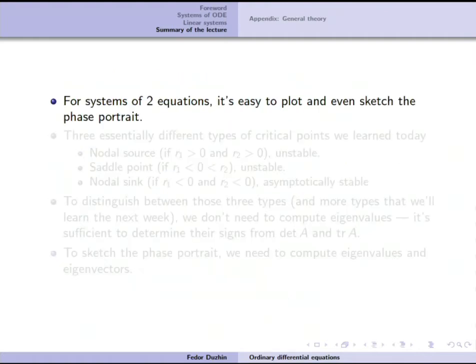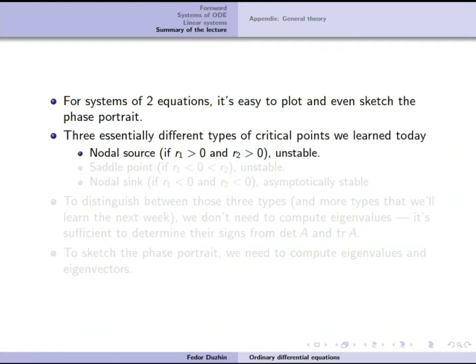So for systems of two equations, there are several specific types of phase portrait of a critical point at the origin, and we can find it out from just looking at the signs of the eigenvalues. So if both are positive, then we have a nodal source. If both are negative, then we have a saddle point. If one positive, one negative, then we have a nodal sink.